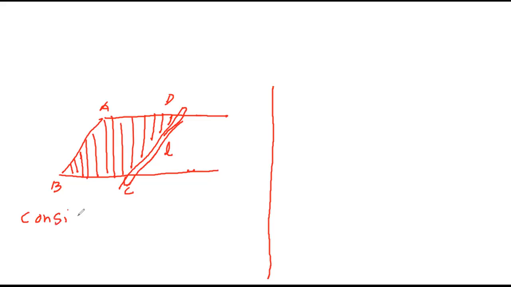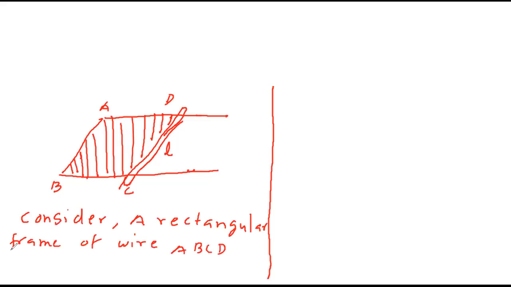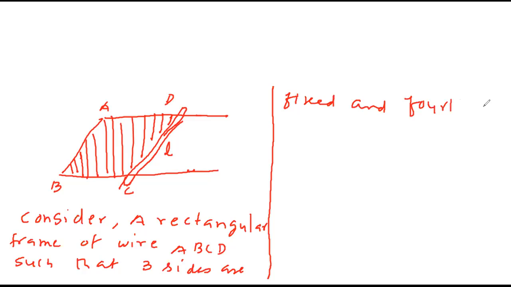First paragraph I am writing. Below the diagram, consider a rectangular frame of wire ABCD such that three sides are fixed and the fourth side CD of length L is movable.